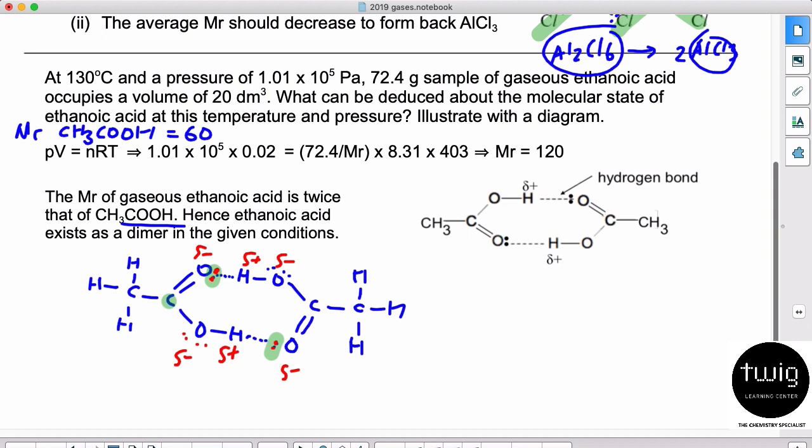Make sense? Okay, exactly. I think on this one I should put a delta minus here. Then it makes sense. So the way you draw the shape is important. If you don't know the shape, then it's hard to draw.